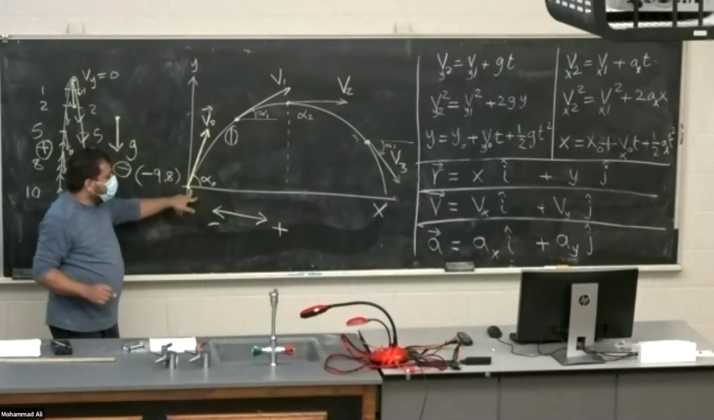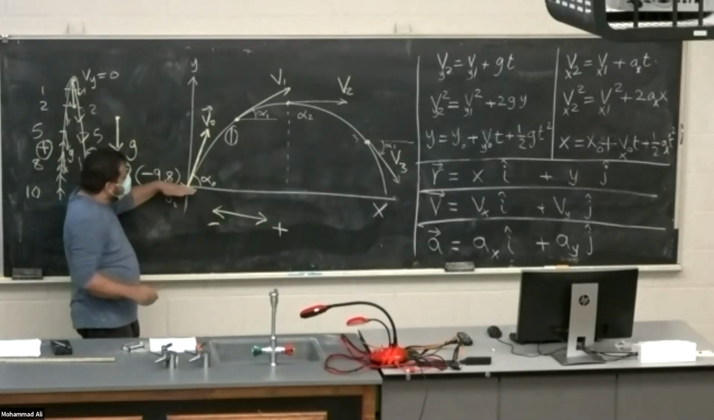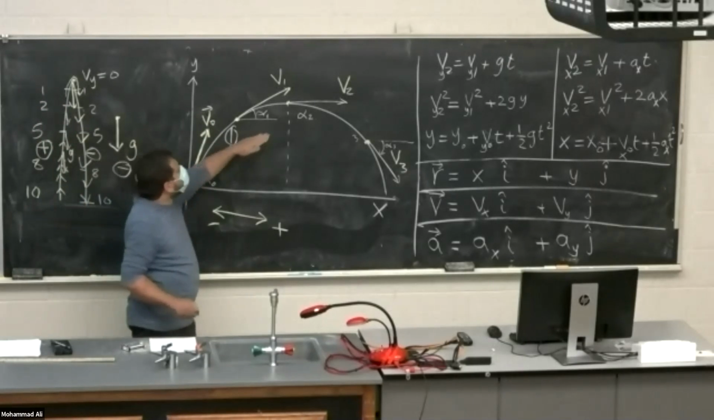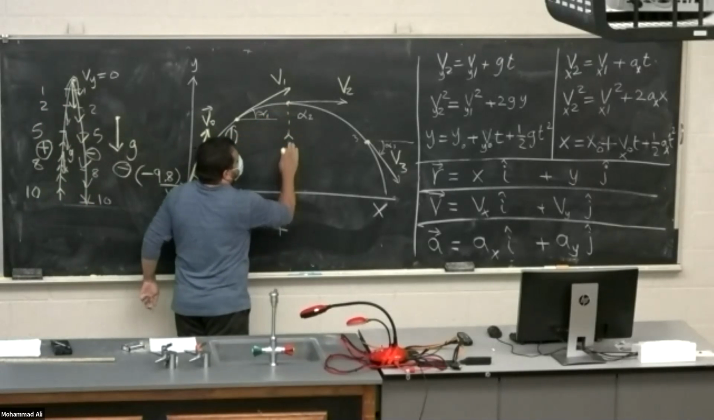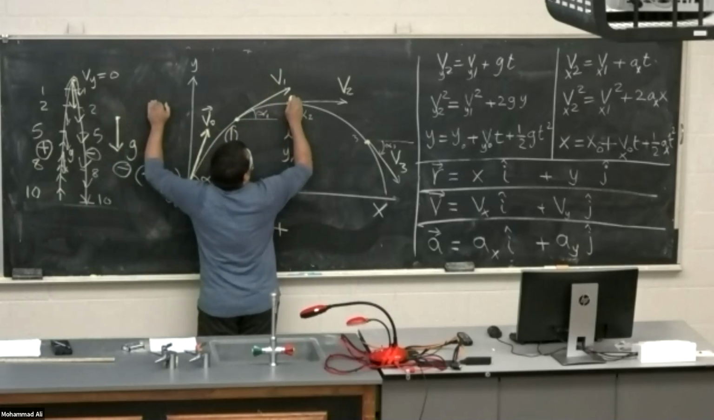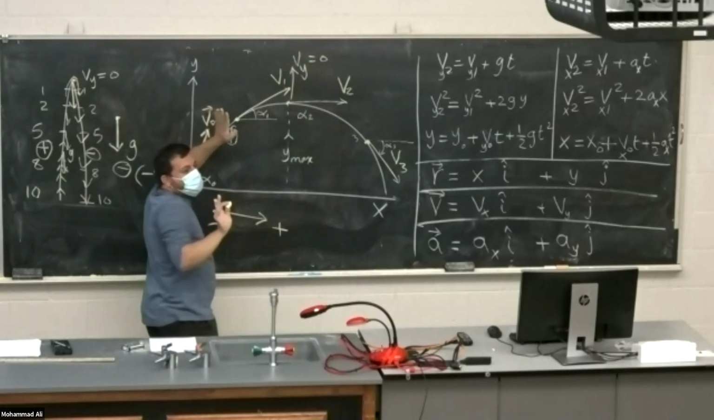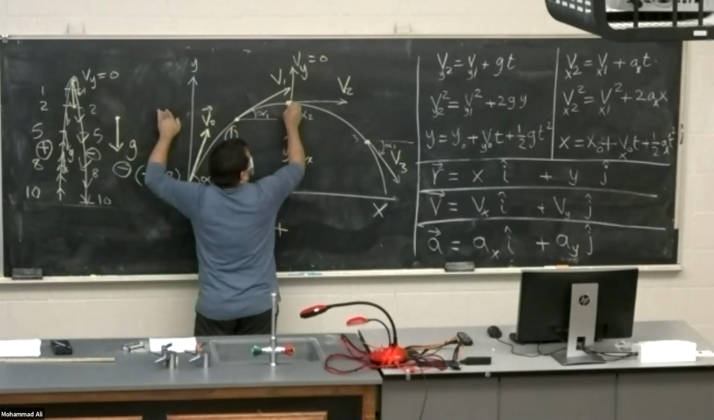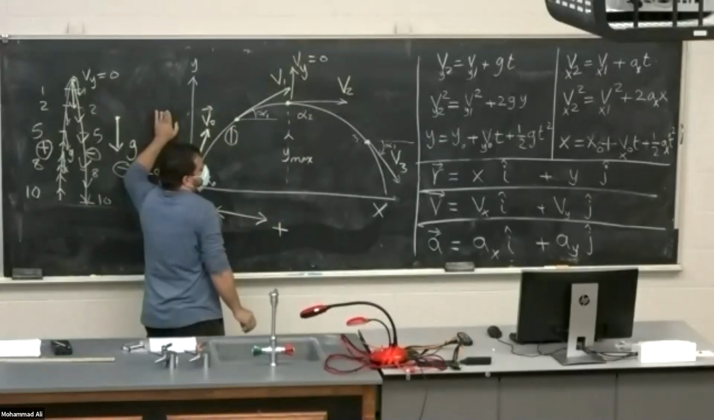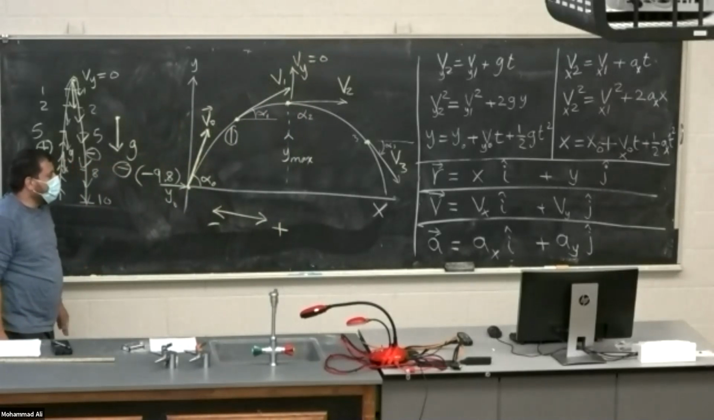For the altitude, y, this is y0, the zero level. This is y max. At y max, the vertical velocity Vy is equal to 0. Be careful about this point here. This is all about y, I think.